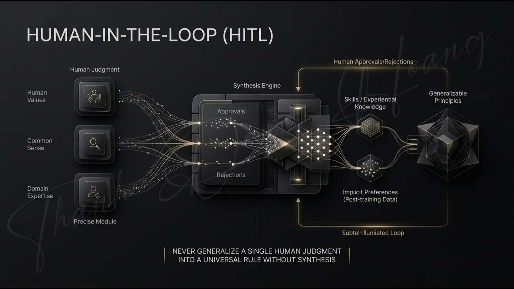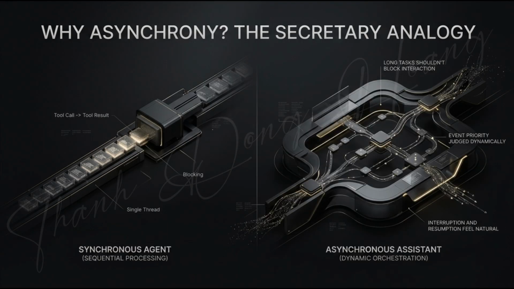Every human approval or rejection is a data point. Patterns that generalize well can become reusable guidance, and more nuanced, implicit preferences can inform future training. The one rule to hold on to is not to turn a single human decision into a blanket policy without checking it against other cases first.